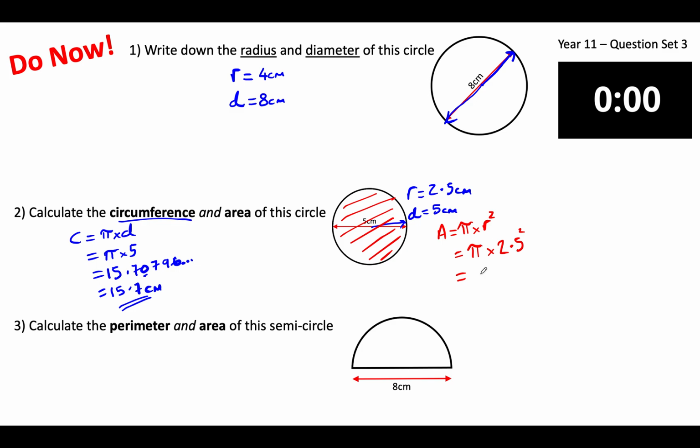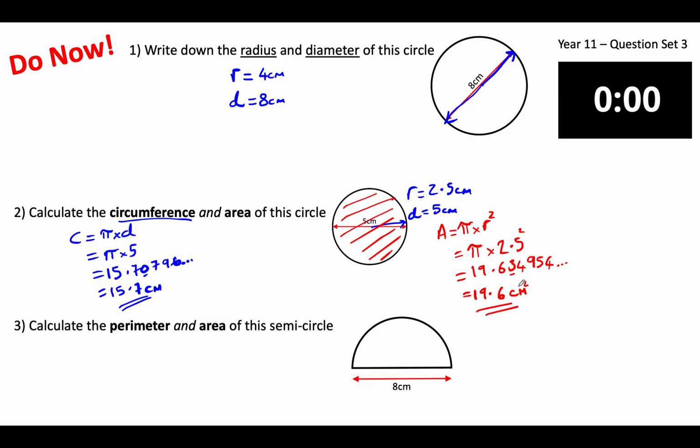So pi times 2.5 times 2.5 is 19.6349554, etc, etc, etc. I'm going to round it to 1 decimal place. 19 point, well, that's 6.3. Now the 3 means my 6 stays as it is, doesn't round up. Now this time it's area, so it's centimeters squared.